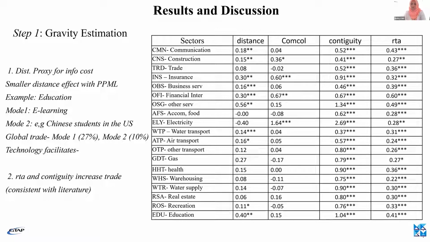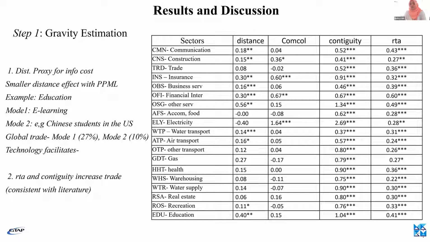Also, from the literature, we see that the distance effect tends to decrease with PPML as compared to the OLS regression. We take the simple example of education just to explain how distance is positively related in our model. As we talk about the 4 modes of services supply, mode 1 in the education sector is e-learning, and mode 2 is where the consumer moves to the producer economy. So when we take the example of the education sector, it is convincing to see that distance doesn't really impede mode 1 of education.